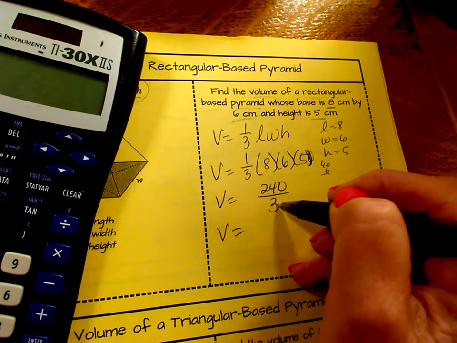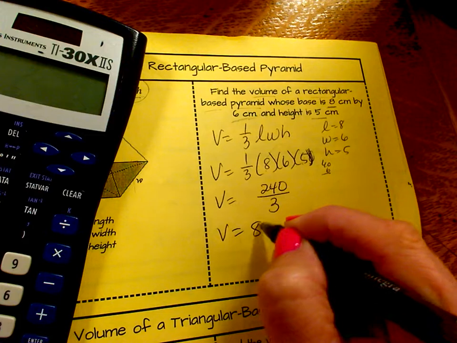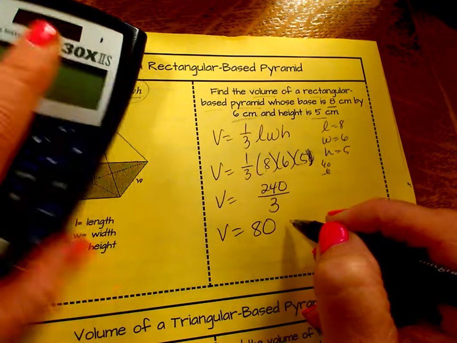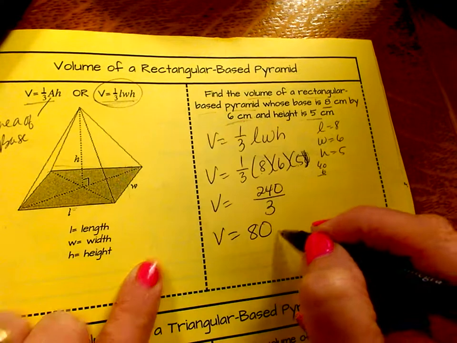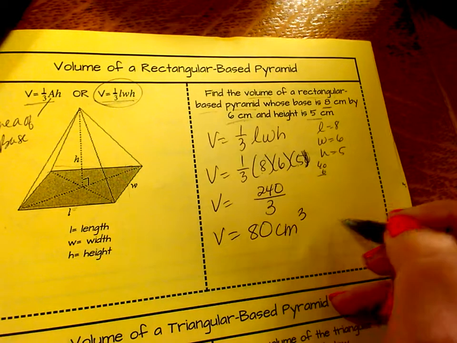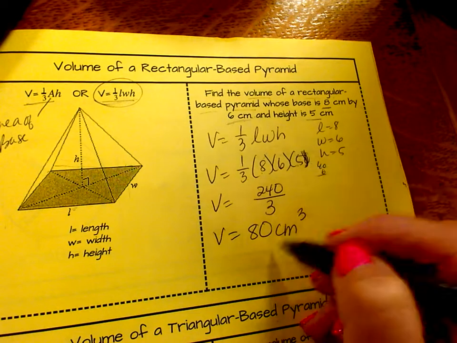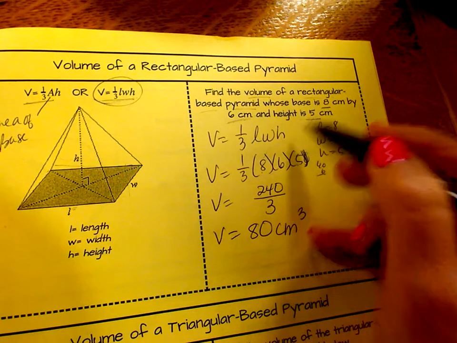240 divided by 3. Well, 3 goes into 24, 8. That's going to be 80. Now this is volume still, so it's going to be centimeters cubed. Always have your label. All right? So just plugging in the information.